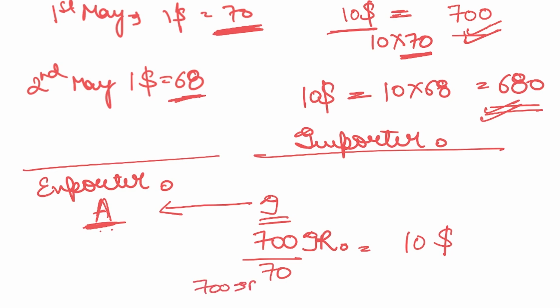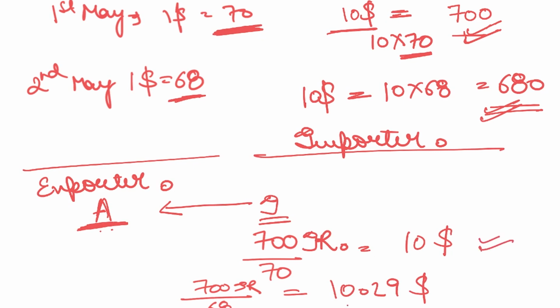Now this American company has to settle the bill of 700 rupees, but the value of currency has changed. Now $1 is equal to 68 rupees. How many dollars does the American company have to spend to clear the bill of 700 rupees? It would be 700 divided by 68, which comes to $10.29. So if you see from America's point of view, earlier it was able to clear the bill in just $10.